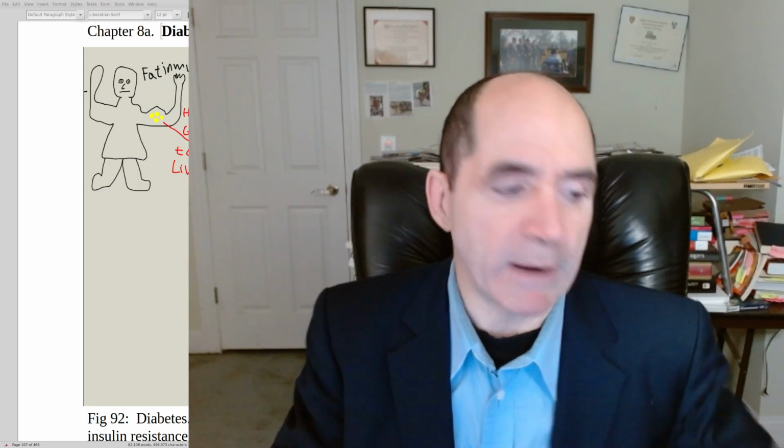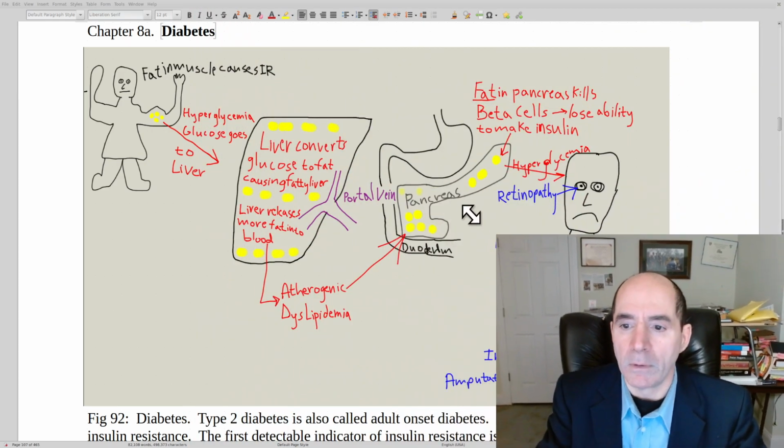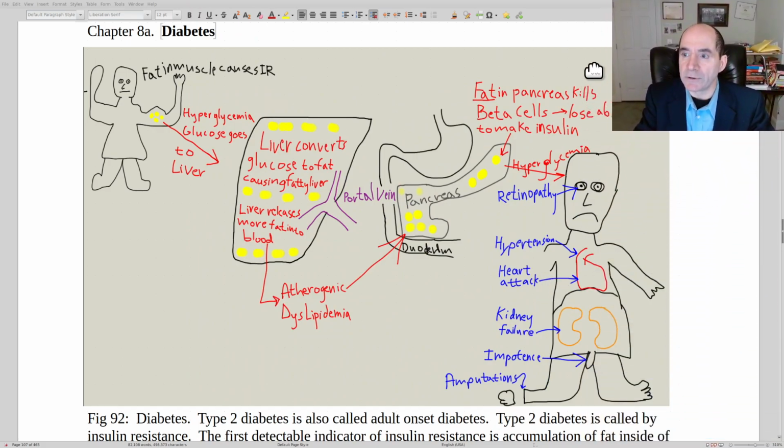Okay, this video is chapter 8A from the book about how to prevent dementia. Here's the book, Poor Man's Way to Prevent Dementia and Raise IQ. Okay, we're going to be talking about diabetes today. And the key thing with diabetes, everybody thinks, sugar diabetes, but it's really primarily a fat disease.